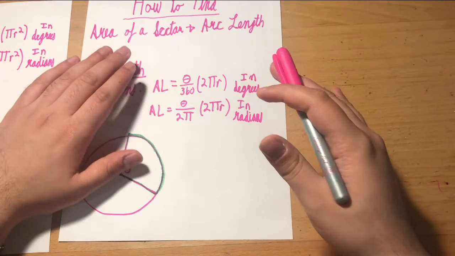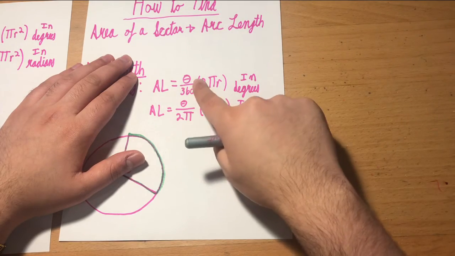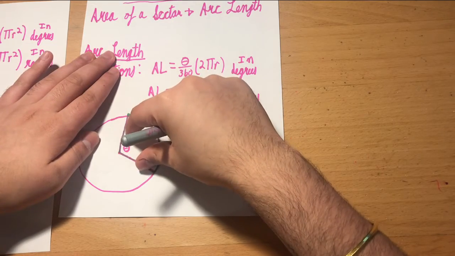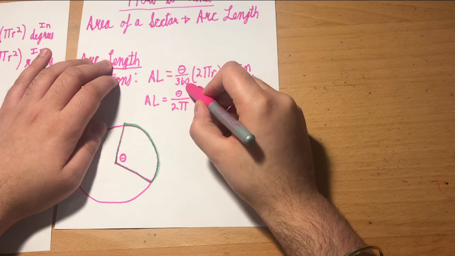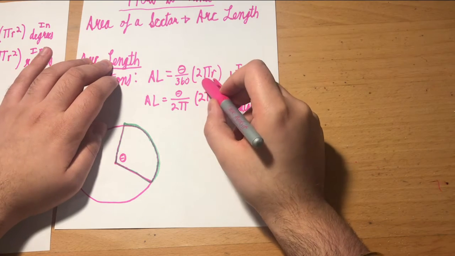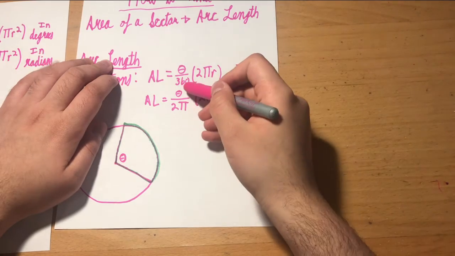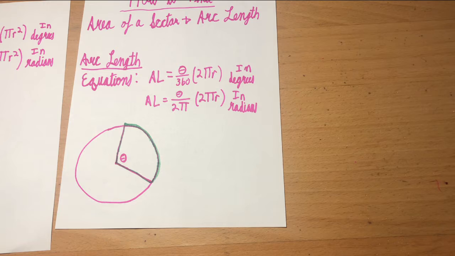If they give you your angle in degrees, your equation will be theta, which is the angle they give you. This opening could be however small or however large they make it. So it's theta over 360 times 2 pi r. If you're working in radians, it's theta over 2 pi times 2 pi r.